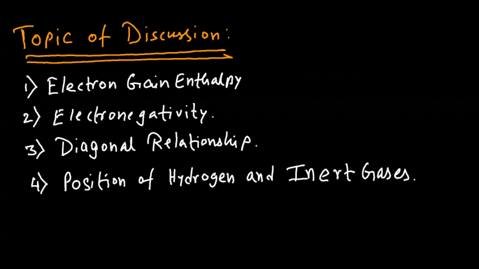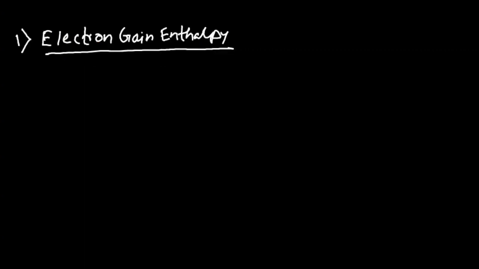First of all, we will discuss electron gain enthalpy, or we can say electron affinity. Next, we will discuss electronegativity, followed by the diagonal relationship among the elements. And lastly, we will discuss the position of hydrogen and inert gases in the periodic table. So without any further delay, let's get started with the first topic, that is electron gain enthalpy.